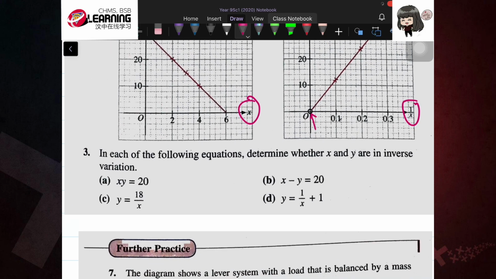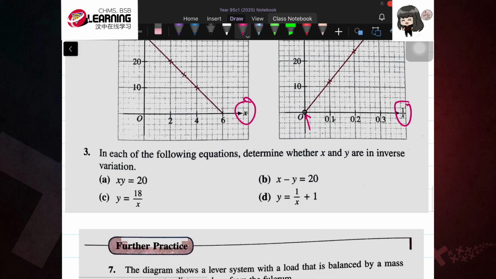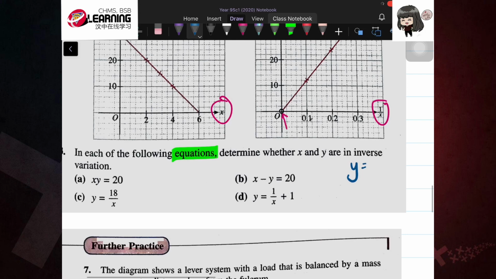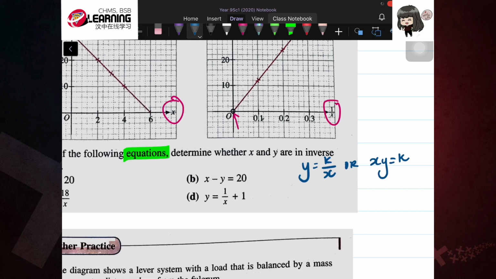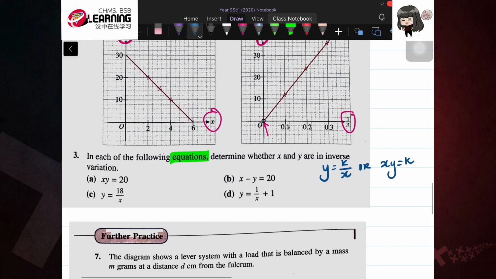Okay, number 3. In each of the following equations, determine whether x and y are in inverse variation. Okay, so for equations, inverse variation is y equals k over x, or x times y equals k. Either one of these is inverse variation. Okay, let's look at A. Part A here, x times y equals 20, so it's an inverse variation with k equals 20.